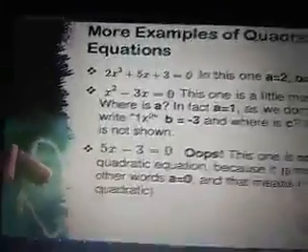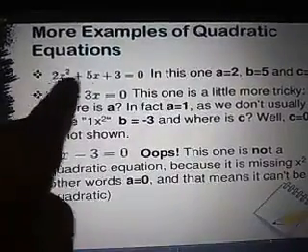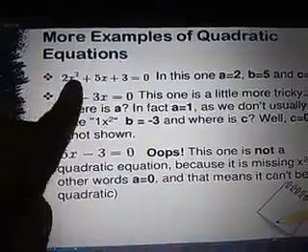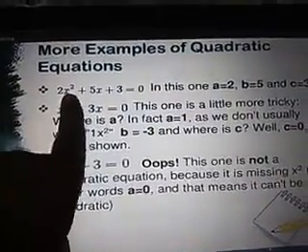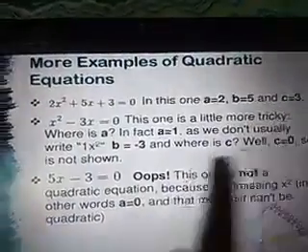Now some examples of quadratic equations. This is an example of a quadratic equation: 2x square plus 5x plus 3. Obviously the highest power is 2, the degree is 2, so this is going to be a quadratic equation. A is equal to 2, b is equal to 5, and c is equal to 3.